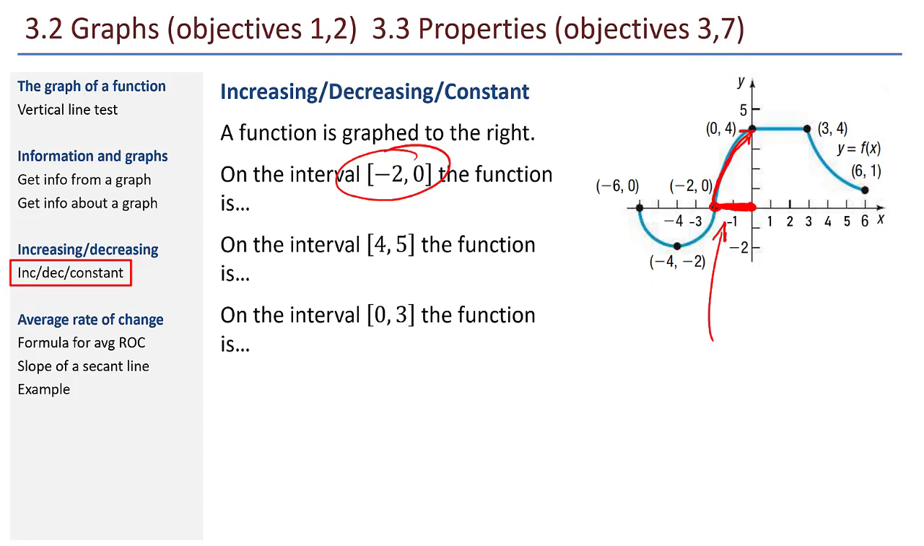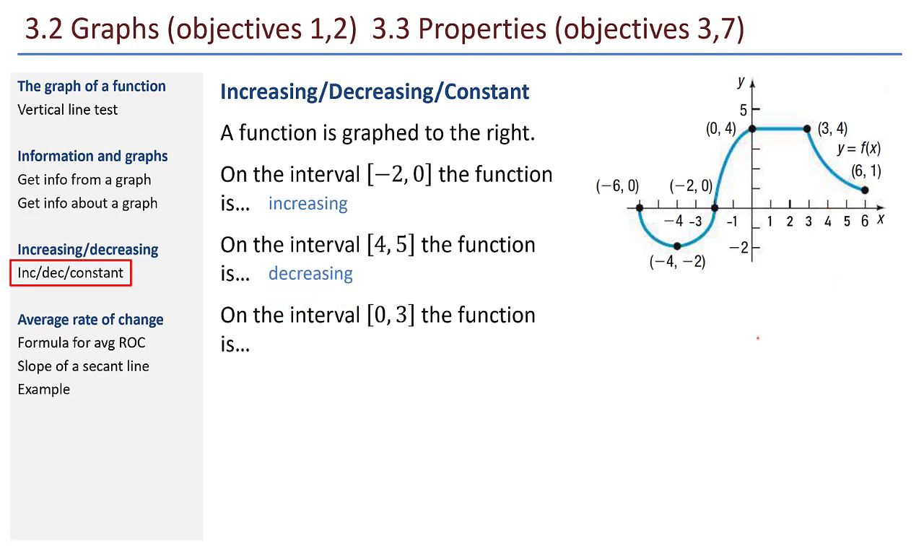My function is increasing. Let's take a look at a different interval. So what about the interval from 4 to 5? So I will highlight that in red, 4 to 5. And over this interval, I look at what the function is doing, and as x moves from 4 to 5, the y values are decreasing. And so this function is decreasing over that particular interval.